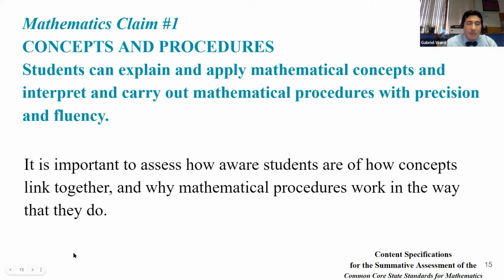Now, a lot of times people think, oh, claim 1 is almost all your selected response. In a large part, yes, but people might forget that when we talk about claim 1, it's not just procedures. It's concepts and procedures. Kids do still have to understand conceptually whatever concept we're talking about. And that's what makes up claim 1. Remember, 50% of the test.